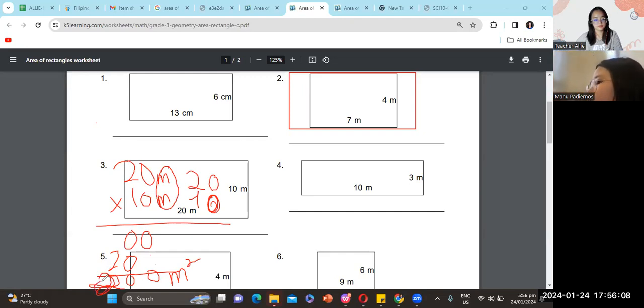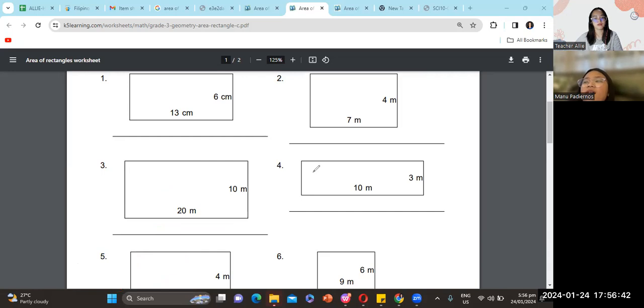Okay, what's the answer, Manu? What is the answer in number 3? 200. 200 what? 200 meters square. Very good. Okay. How about in number 4?